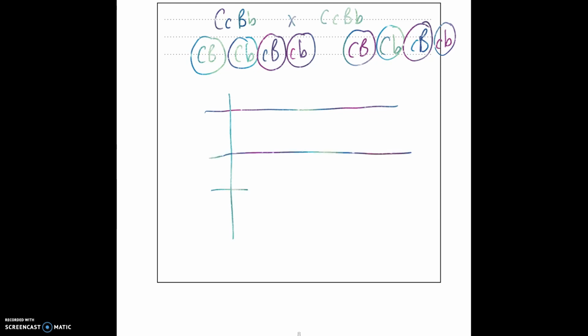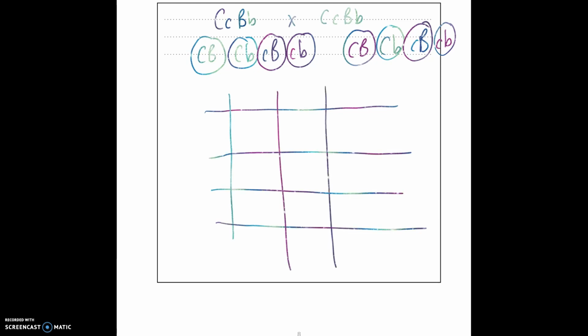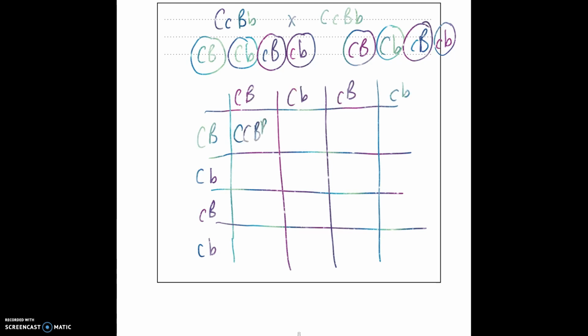So we've got 1, 2, 3, 4. 1, 2, 3, 4. It's okay. So big C, big B, big C, little b, little c, big B, little c, little b, big C, big B, big C, little b, little c, big B, little c, little b. So big C, big B, and so on. I'm not going to go through the whole thing.